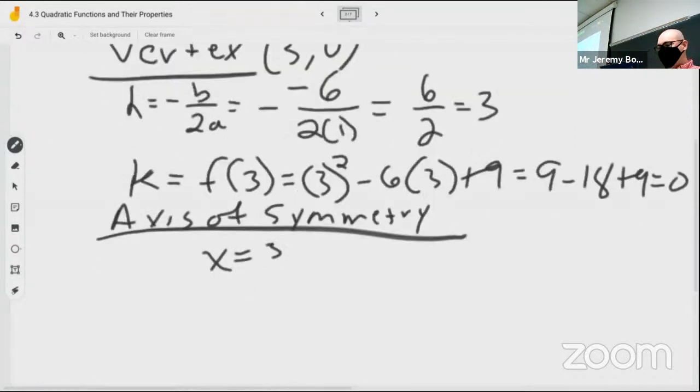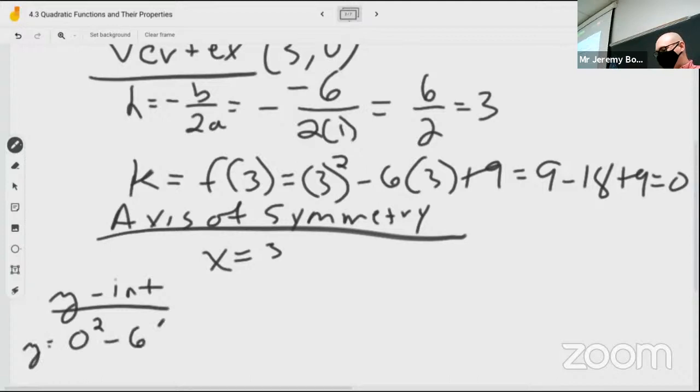And define the intercepts. All right, so we're gonna do two intercepts. We're gonna talk about the y-intercept. That's the easy one. That's where we set x equal to 0. So we're gonna have 0 squared minus 6 times 0 plus 9, and that's gonna equal 9. So we know the y-intercept is (0, 9).